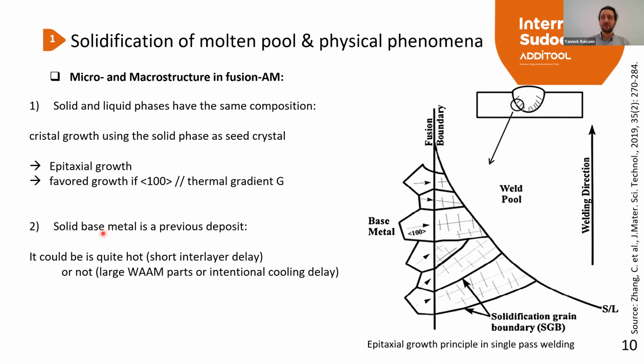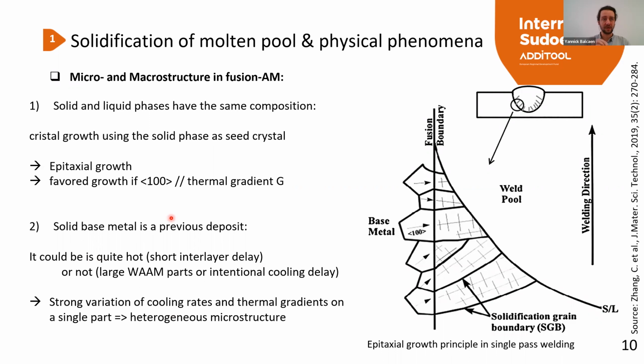The solid base metal is also, in most cases, a previous deposit. When you build a part, you have a previous deposit, so it could be quite hot. For example, in arc additive manufacturing, when you are building a small part without interlayer delay, or in the case of warm parts, we have very big parts, and between two layers, we sometimes have a few minutes, and the cooling delay is very important. So we could have in a single part a strongly heterogeneous microstructure.